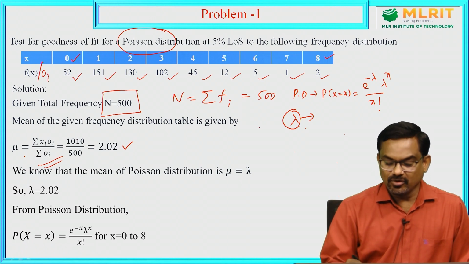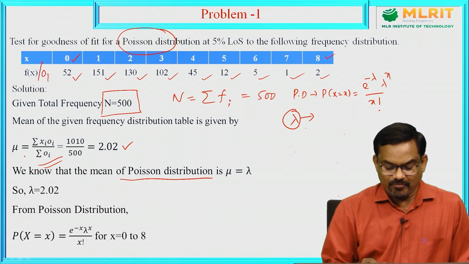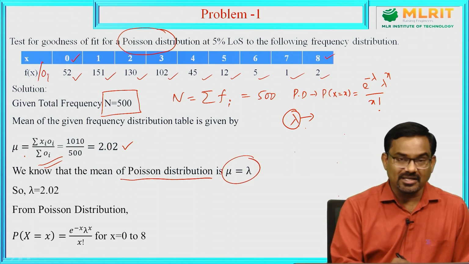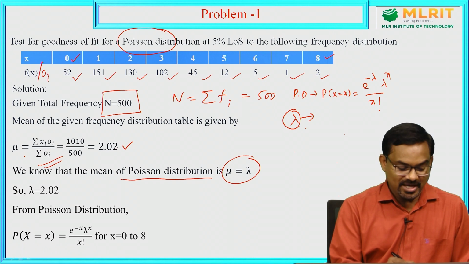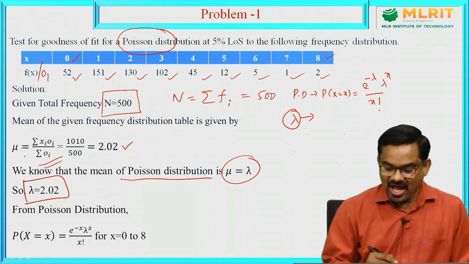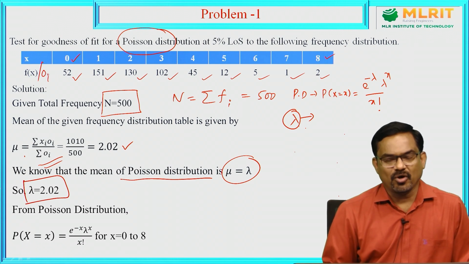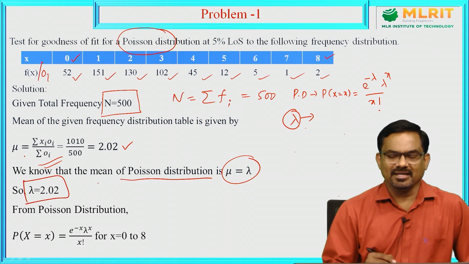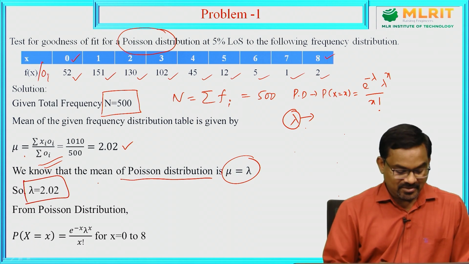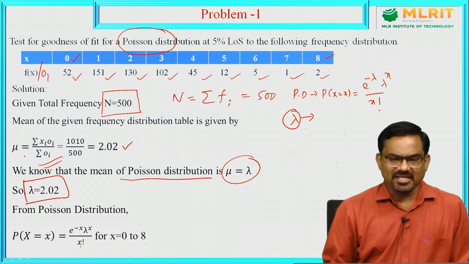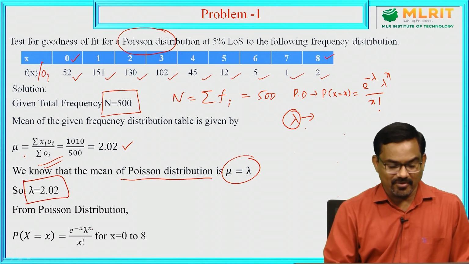And also we know that the mean of Poisson distribution mu is lambda. Here we have already calculated the mu value as 2.02, hence the value of lambda is 2.02. So we have obtained the parameter of Poisson distribution. If we have this value of lambda, we can calculate any probability. So let us use the formula: probability of x successes is e power minus lambda, lambda power x, by x factorial.